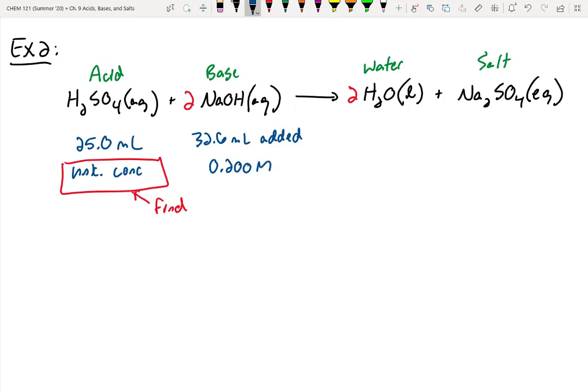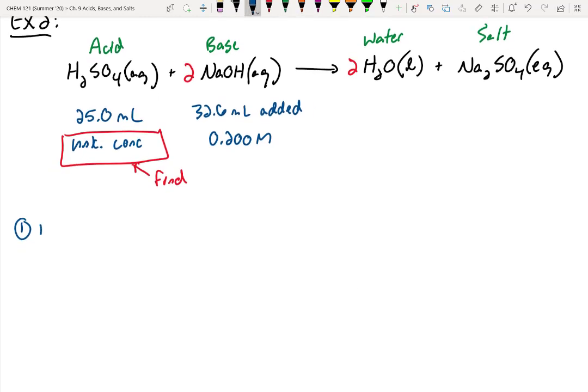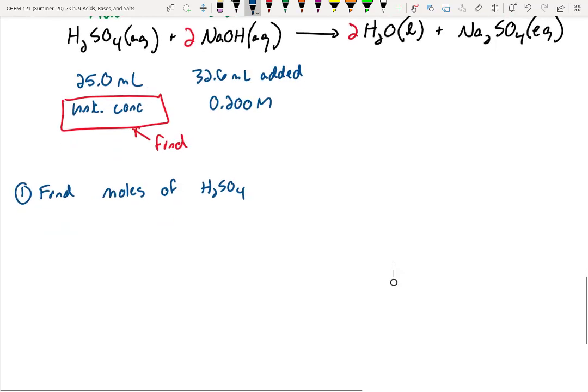All right, so same idea. We'll break this into 2 parts, kind of like we did before. First part is let's find the moles of H2SO4. All right, and like before, I start out with the volume of my base. So I'd say, well, we use 32.6 milliliters of sodium hydroxide.